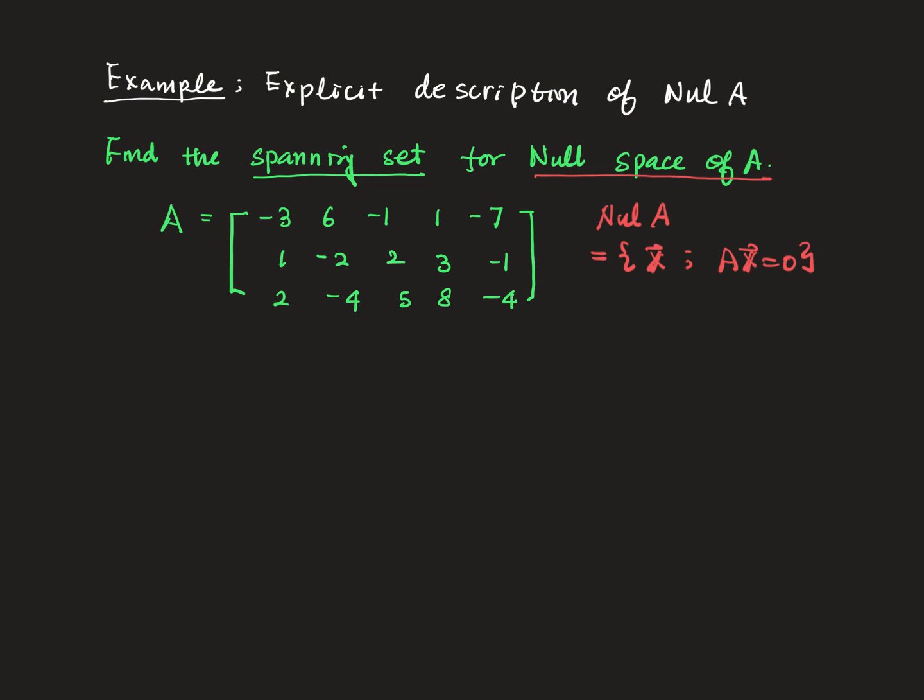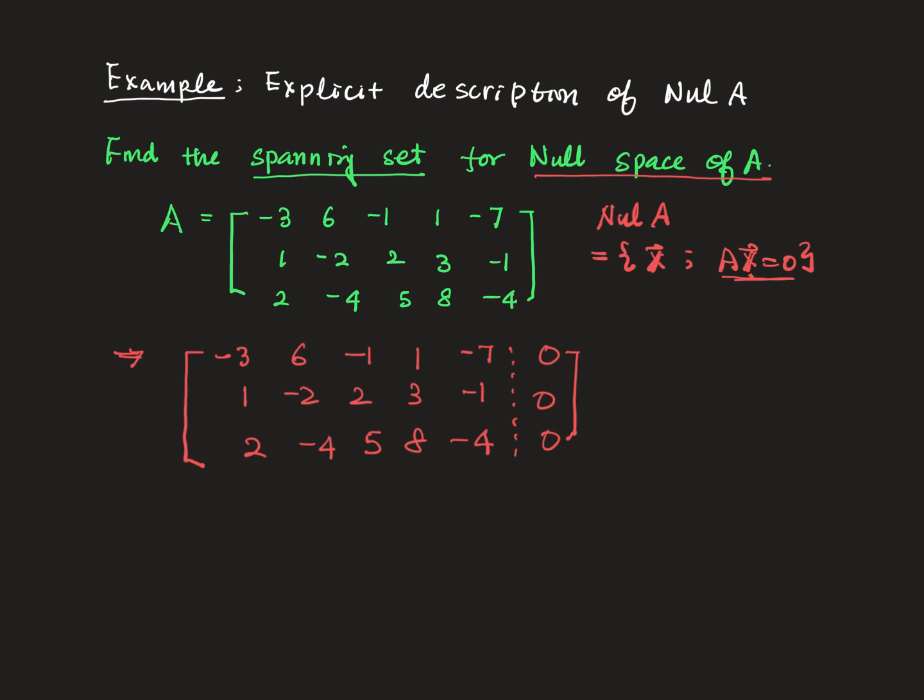So we have to find the solution of this homogeneous equation. How can we find the solution for the homogeneous equation, guys? Remember that? Let's do it that way. We have to find the matrix, right? So you're going to solve this, find the x value. So you're going to make the augmented matrix: -6, -3, 6, -1, 1, -7, 0, 1, -2, 2, 3, -1, 0, 2, -4, 5, 8, -4, and 0, right? Augmented matrix right here. So we're going to find the solution.